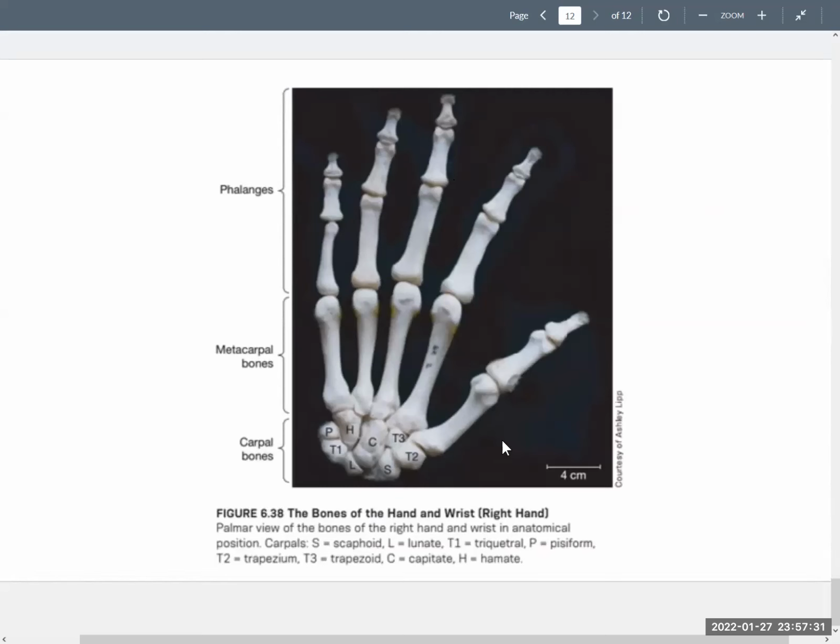Okay, bones of the hand, thumbs over here this time. So metacarpal 1, 2, 3, 4, 5. Come down metacarpal 1 to the trapezium. Metacarpal 2 to the trapezoid. Metacarpal 3 to the capitate. Metacarpals 4 and 5 to the hamate.